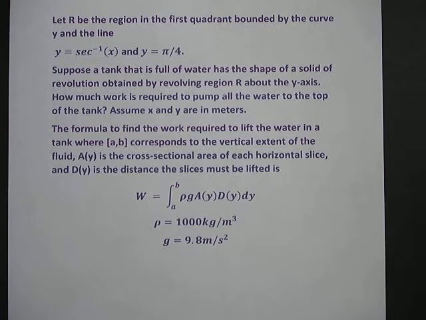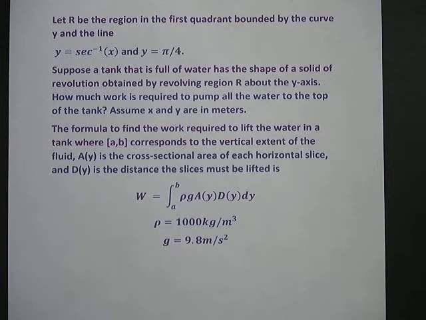Let R be the region in the first quadrant bounded by the curve y equals secant inverse of x and the line y equals pi over 4. Suppose a tank that is full of water has the shape of a solid of revolution obtained by revolving region R about the y-axis. How much work is required to pump all the water to the top of the tank? Assume x and y are in meters.